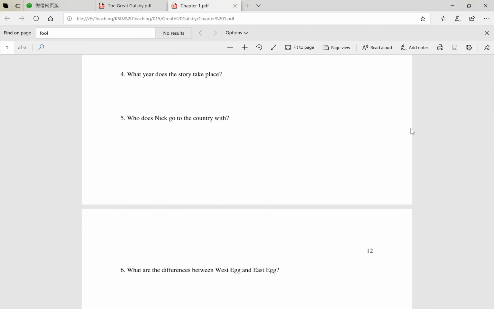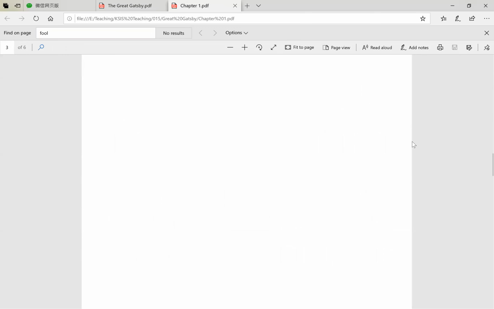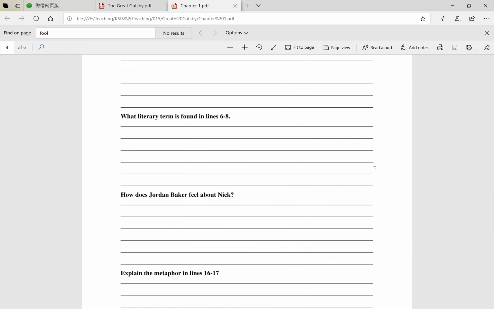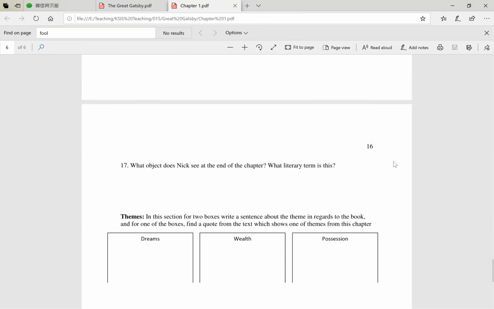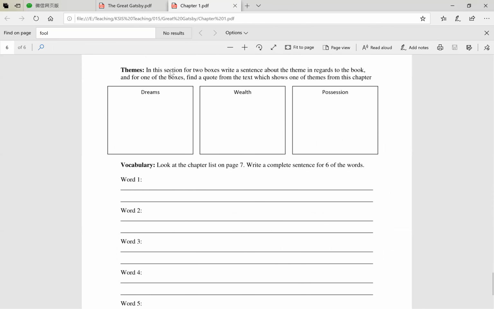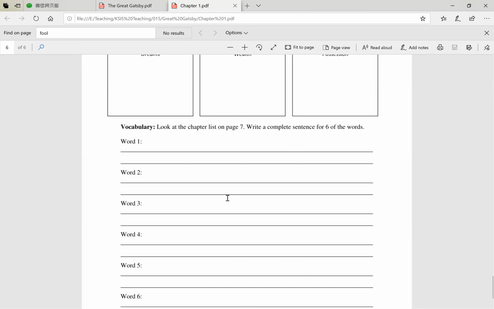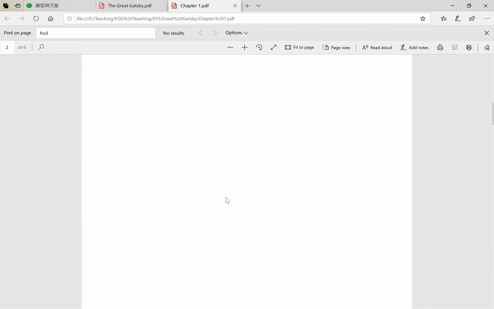So what I'd like you guys to do today, I'm going to send you through chapter two, the questions for chapter two, but I also would like you to finish this section for the sentences about the theme. So now we've talked about all of these answers, I'd like you to go through and see where you found these three particular motifs: dreams, wealth, and possession. And I want you to have a look back at page seven.